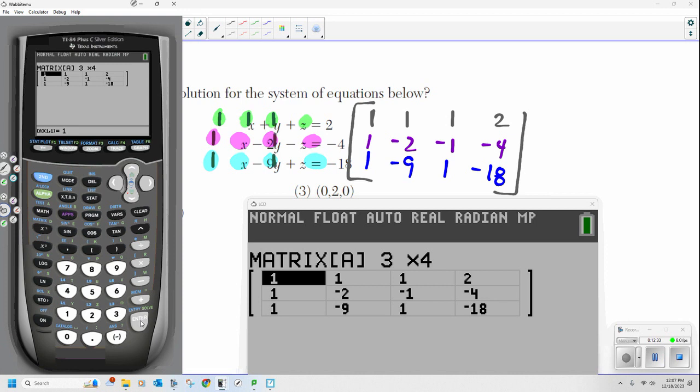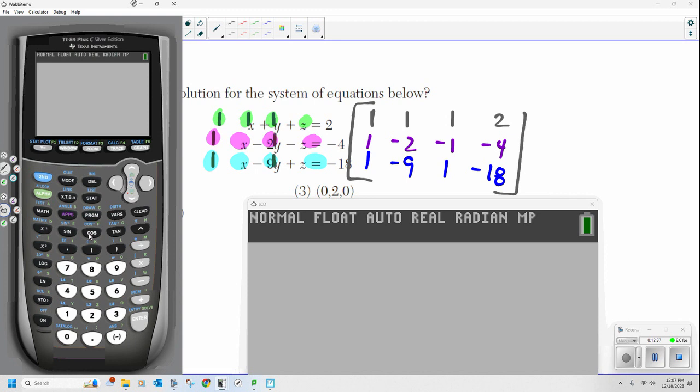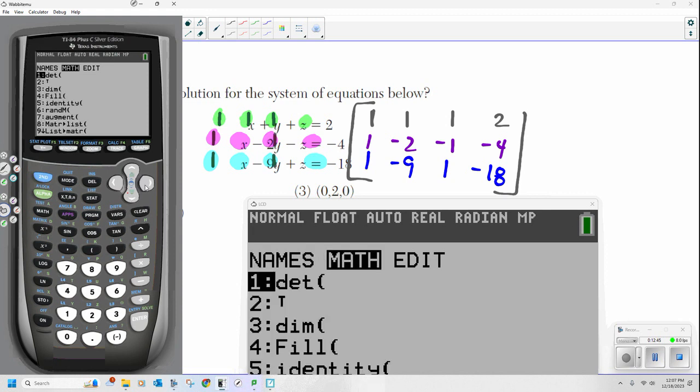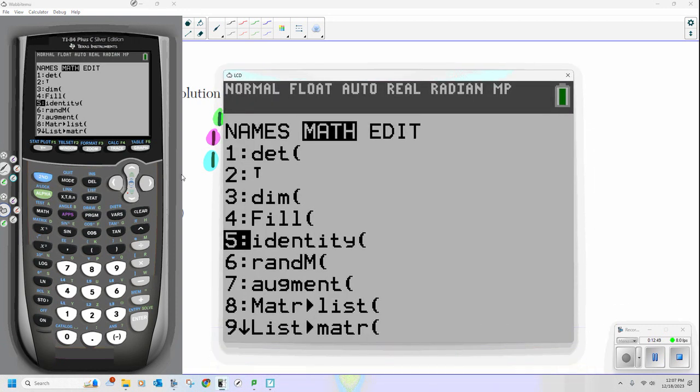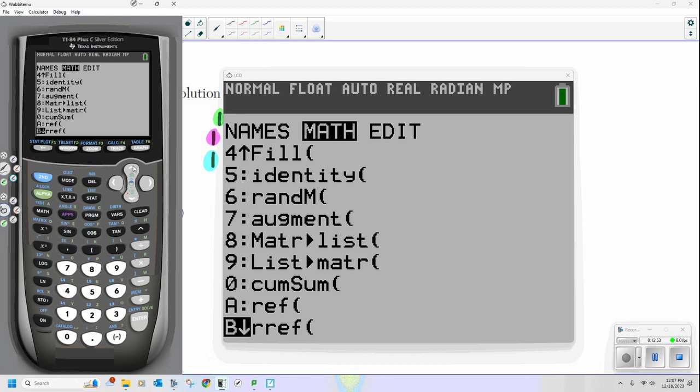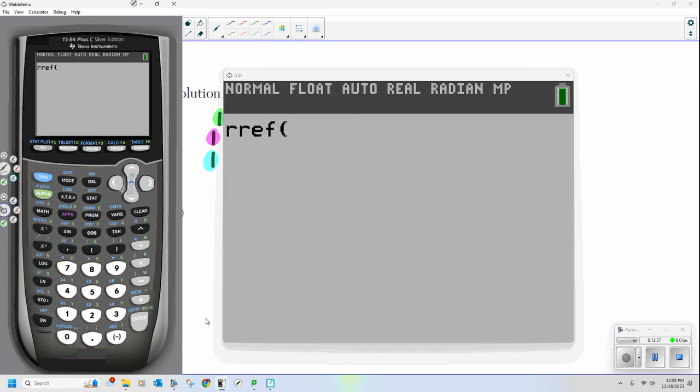I need to quit. So I'm going to hit second, quit. I got to get out of here. Now I got to go back to the matrix menu because I want the calculator to do some math for me. So I'm going to move over to math. And you need to pick the one that says RREF. Not REF, but RREF. That is basically the math command that says solve a matrix.